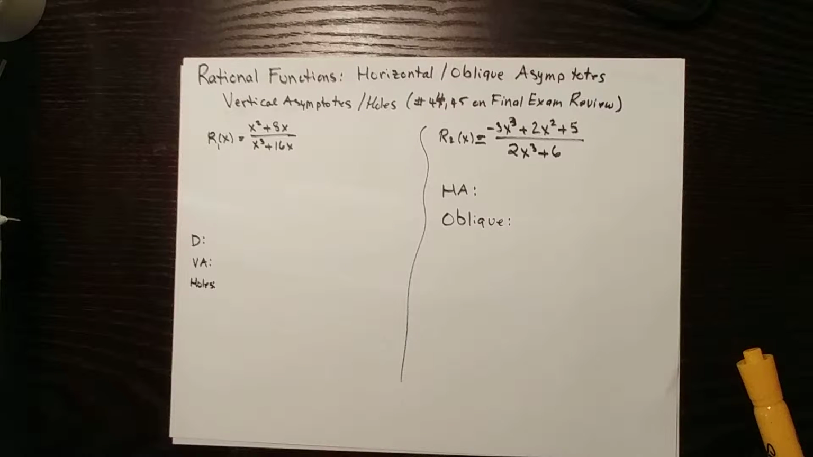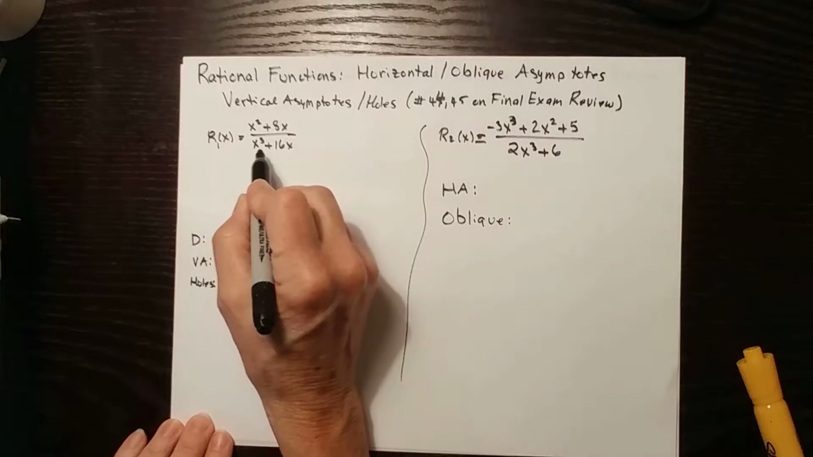Okay, this video is about rational functions, how to find the horizontal and vertical asymptotes, horizontal and oblique asymptotes for a function, or vertical asymptotes or holes in the domain of a function. Okay, this is off the final exam review, number 44 and number 45, and I think I realized that I forgot to do 44 when I was sending out the key, so that's one thing I noticed.